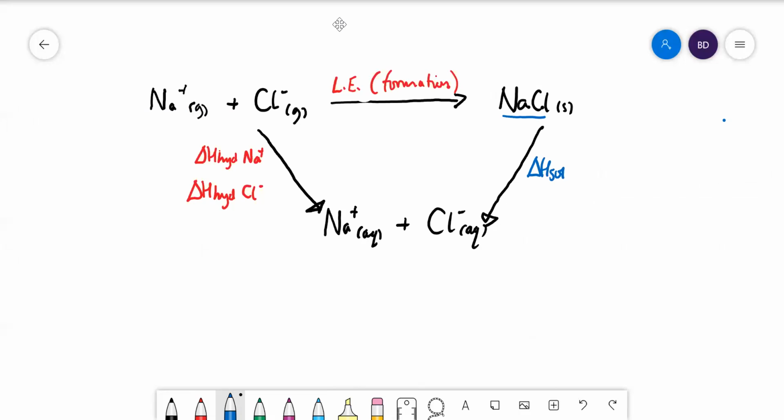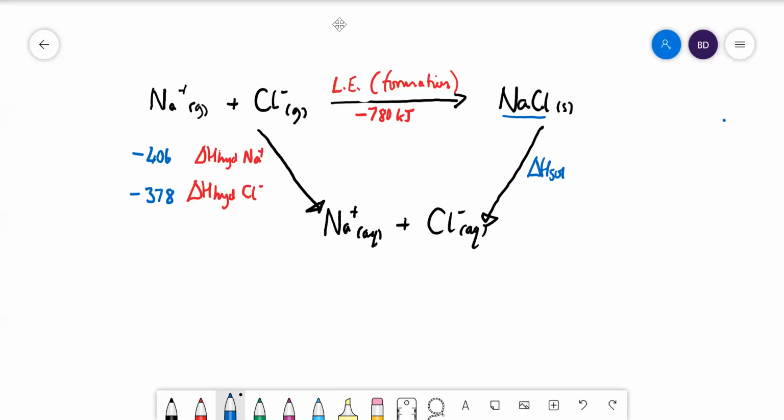Now, let's say we were given the lattice enthalpy of formation. The lattice enthalpy of formation of sodium chloride is minus 780 kilojoules per mole. The value for the hydration of sodium is minus 406 kilojoules, and minus 378 for chlorine.